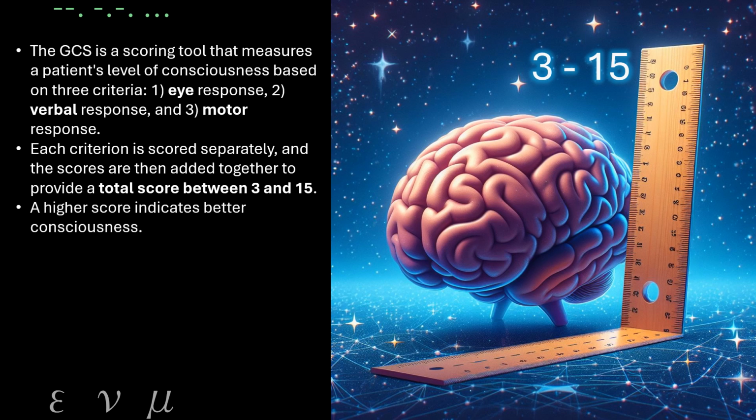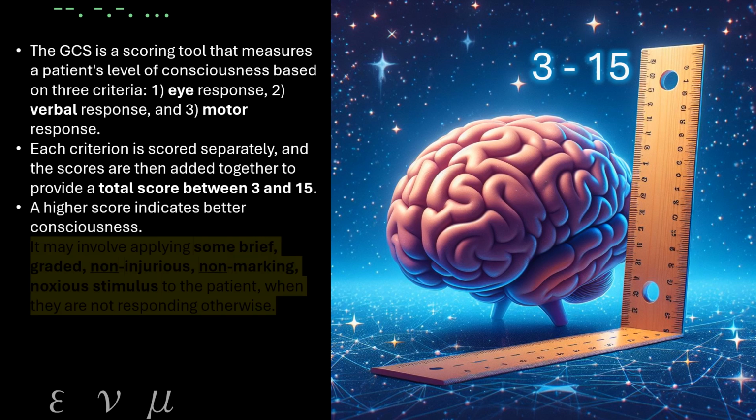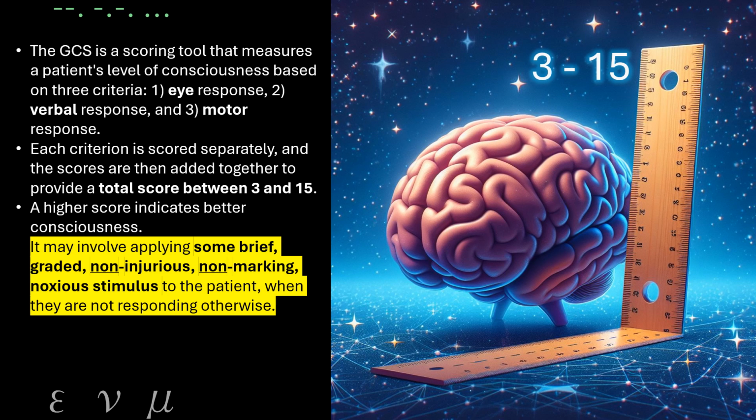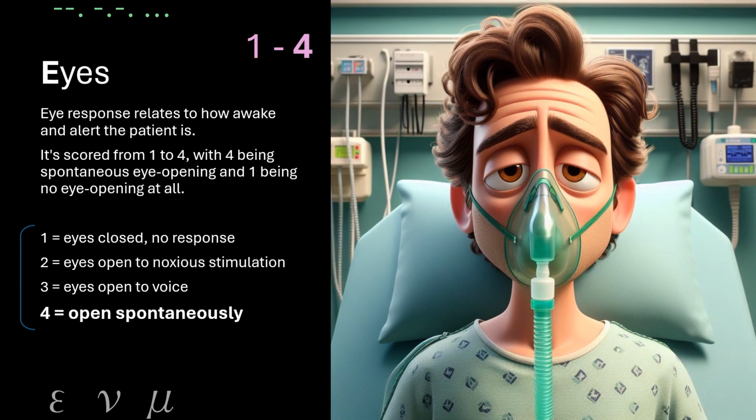A higher score indicates better consciousness. It may involve applying some brief, graded, non-injurious, non-marking, noxious stimulus to the patient when they are not responding otherwise. A score of 8 or less is generally considered coma. Eye response relates to how awake and alert the patient is. It's scored from 1 to 4, with 4 being spontaneous eye-opening and 1 being no eye-opening at all.